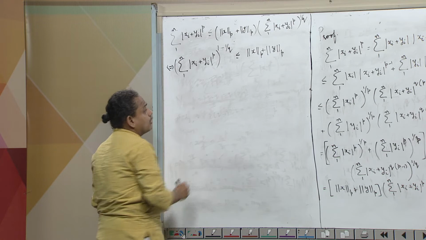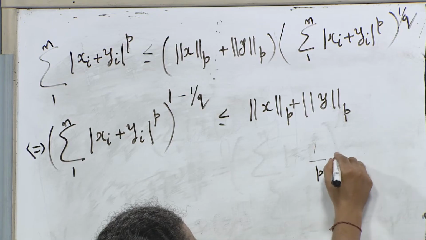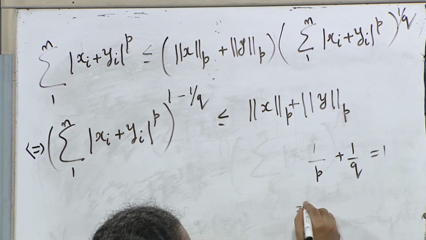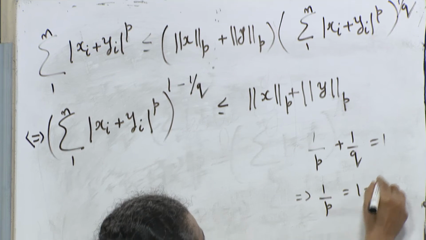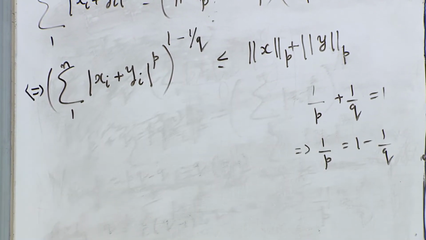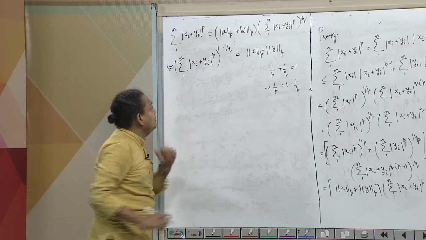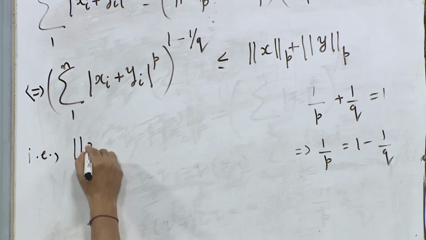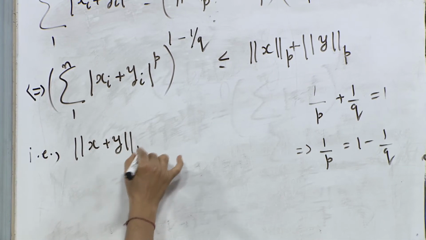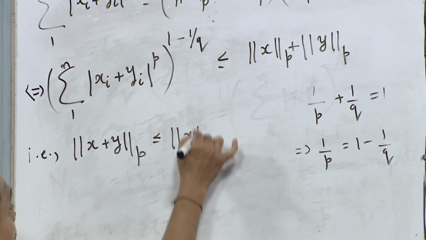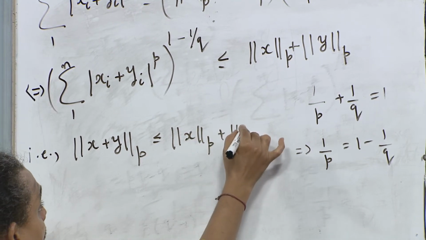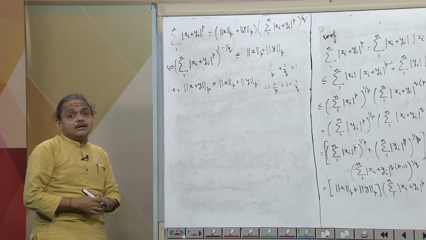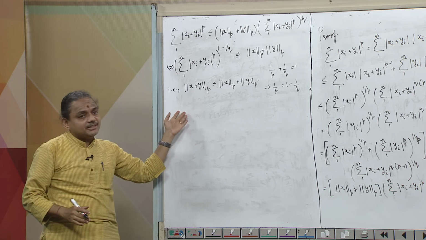Now, as usual, 1 by p plus 1 by q is 1, which means that 1 by p is 1 minus 1 by q, and that is exactly what we have here. So, 1 minus 1 by q is going to be 1 by p. So, if I have 1 by p, then that is exactly the p norm of x plus y, which is less than or equal to p norm of x plus p norm of y. Now, it is going to be a cakewalk to show that it is a norm.